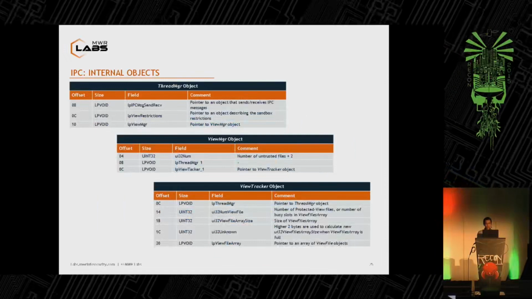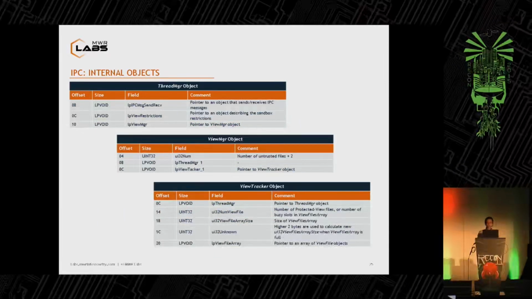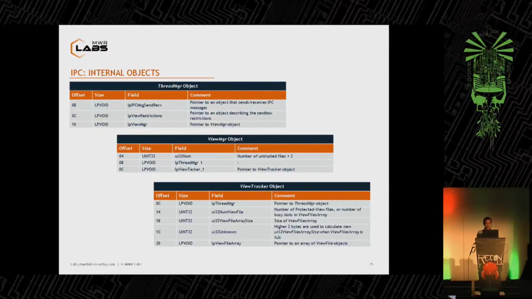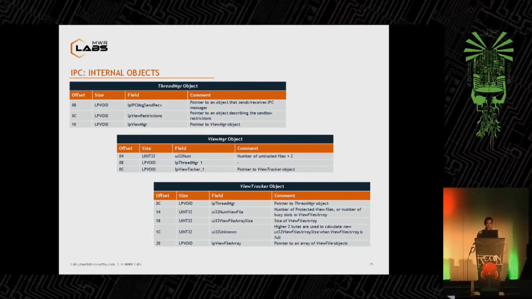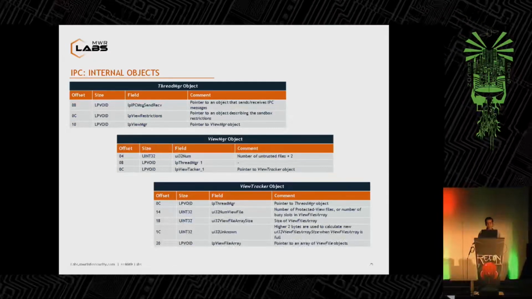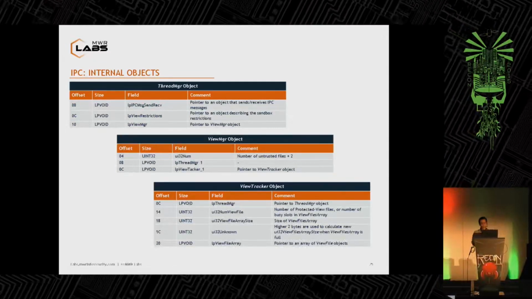This is a more detailed view of the threat manager and view tracker objects, also showing the offset of each field, the size, and some comments for them. In each object, some fields are missing because they are either irrelevant to be shown here or they are simply unknown.